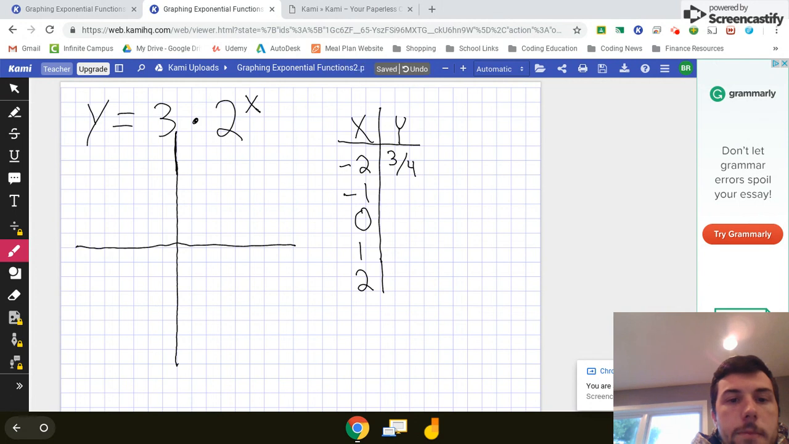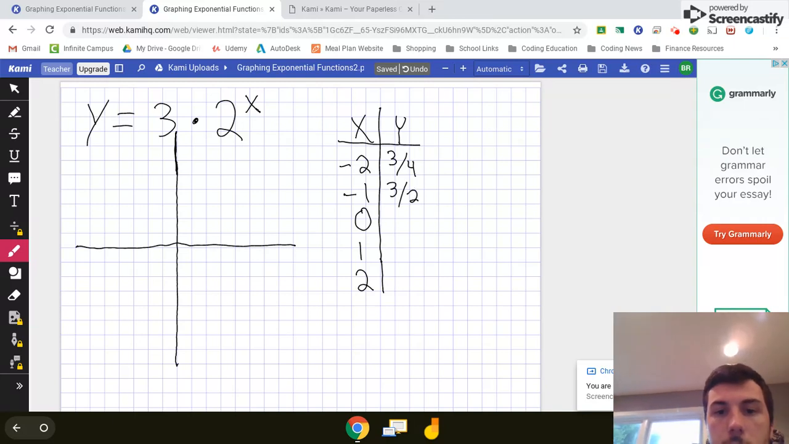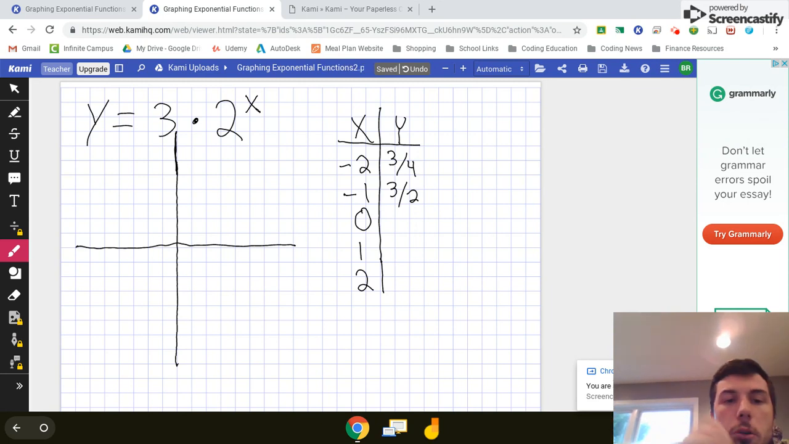Okay. And then think about -1, -2, or I'm sorry, -1 when you plug it in for the x. That's going to go up in the exponent, and you're going to have 3 times 1/2, which is going to give me 3 over 2. Okay. Now, what if I plug in 0? Well, we know that anything to the 0 power is 1. So that's going to give me 3 times 1 is 3.